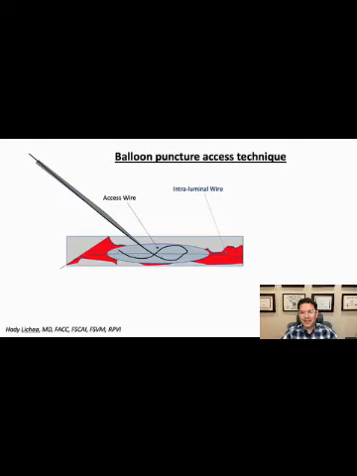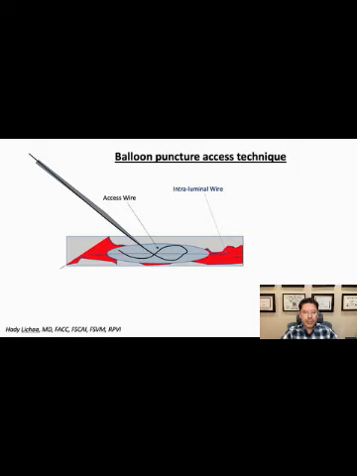Hello, this is Lichaa, interventional cardiovascular specialist, going over the balloon puncture access technique. This technique applies in the arterial and venous systems, both if the operator is coming from an antegrade or retrograde direction, depending on the goals of the procedure.